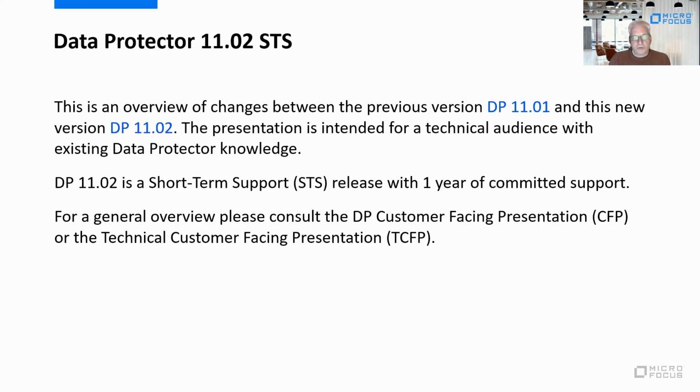Now, when we look at what we've just recently done, first of all, we had the launch of Data Protector 11.02, and I'll show you in a second where we're going from here. We have certain support cadences here, right? STS means short-term support release, which gives you 1 year of committed support. And the LTS releases give you 3 years of committed support. This overview is just one slide at the moment, giving you the delta between the last version 11.01 and this 11.02 version.